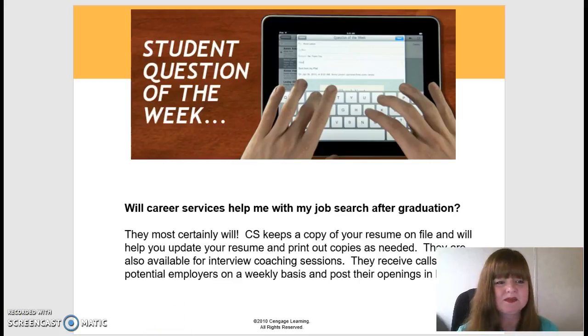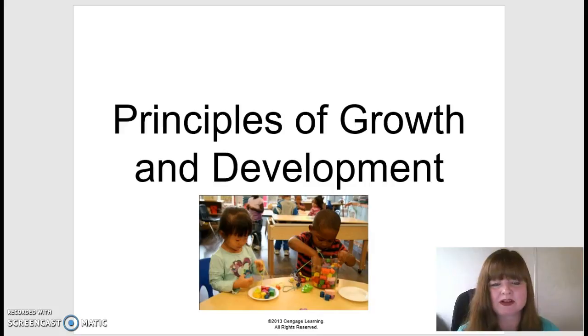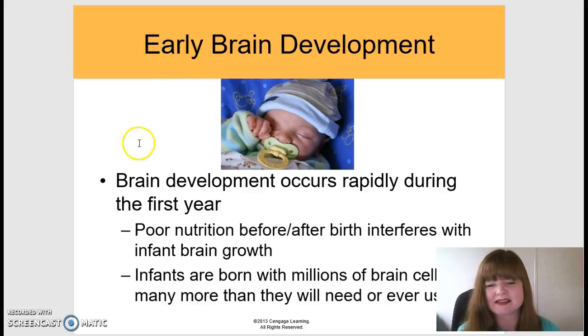So this week we want to go over a little bit about principles of growth and development. We're focusing mainly on infants here and the things that are going on that first year of life. Early brain development that occurs in the first year. We need to realize that poor nutrition can definitely have an impact on infant brain growth, and this is both before and after birth. Infants are born with millions of brain cells, many more than they will ever need or ever use, and there's a process that we go through where these are sort of pruned off as we don't use them.